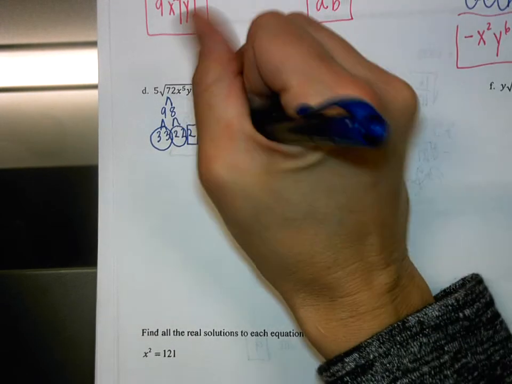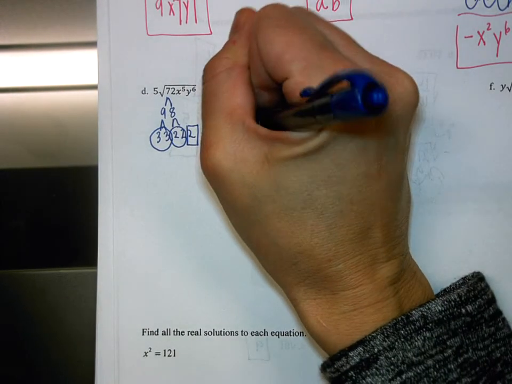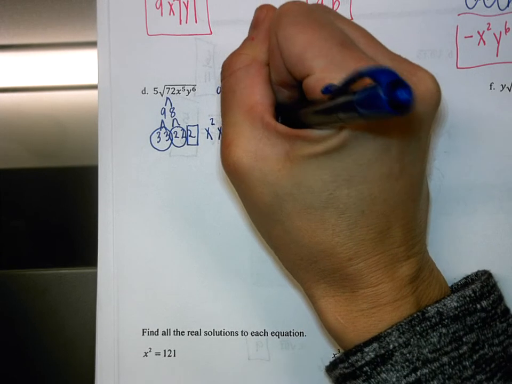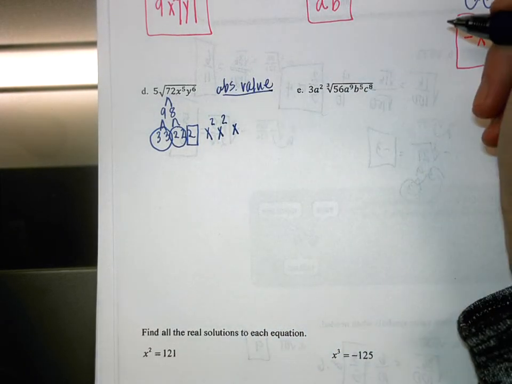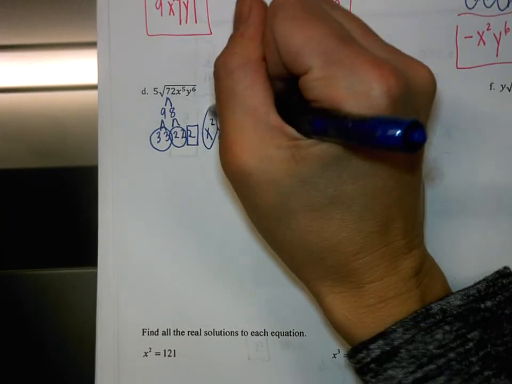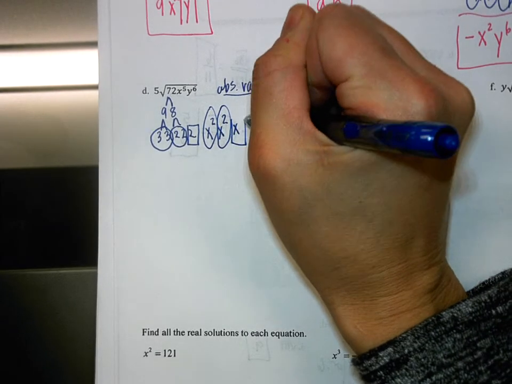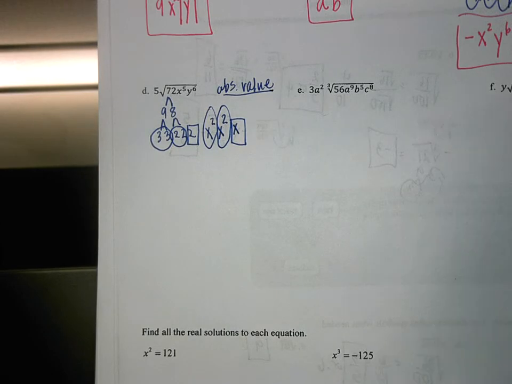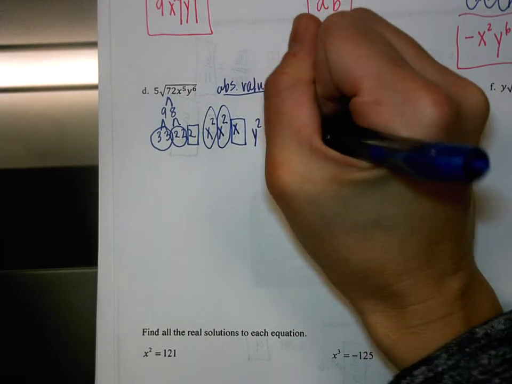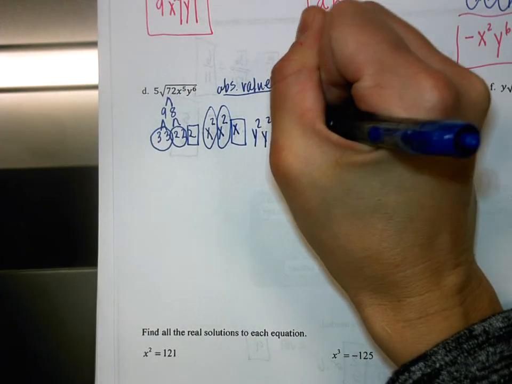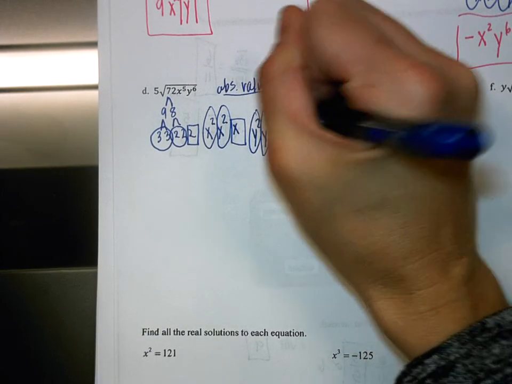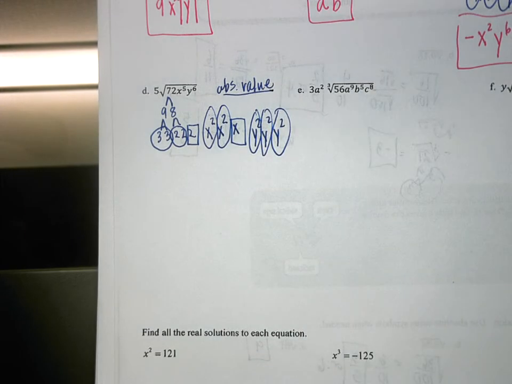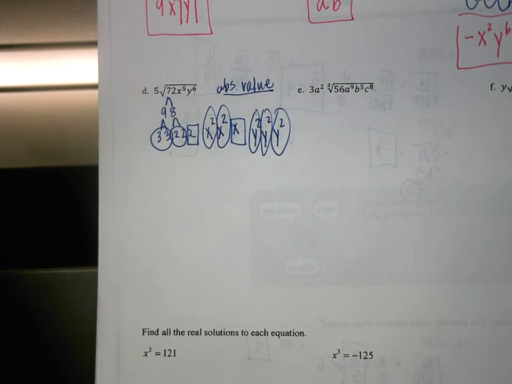Okay? So for x to the 5th, I need to write those in groups of 2's, correct? And so we'd have 2, 4, and then 1 makes 5, correct? So that's a group, and then one left over. Y to the sixth, we would have that as 2, 4, 6. All right. So far, so good?